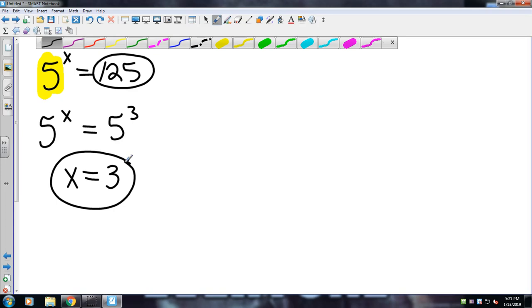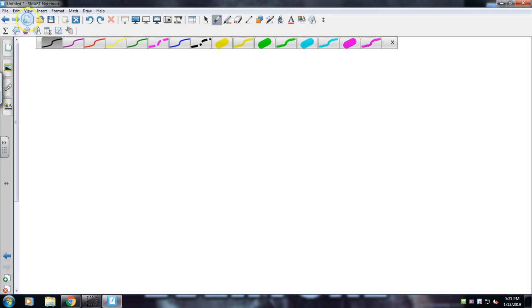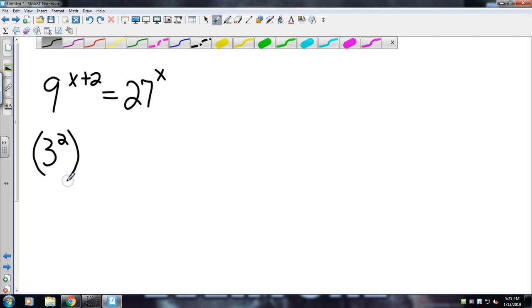Let's take it a step further on one where we might have to change both of them. So let's go 9 to the x plus 2 equals 27 to the x power. So just like fractions, if 9 and 27 were the denominator, we would have to find something that's common between them. Now, we're not doing fraction multiples, we need to find exponents. So most of you will recognize that these are powers of 3, and 9 can be rewritten as 3 squared, and then I put the x plus 2 out there. 27 can be rewritten as 3 cubed, and then I put the x out there.